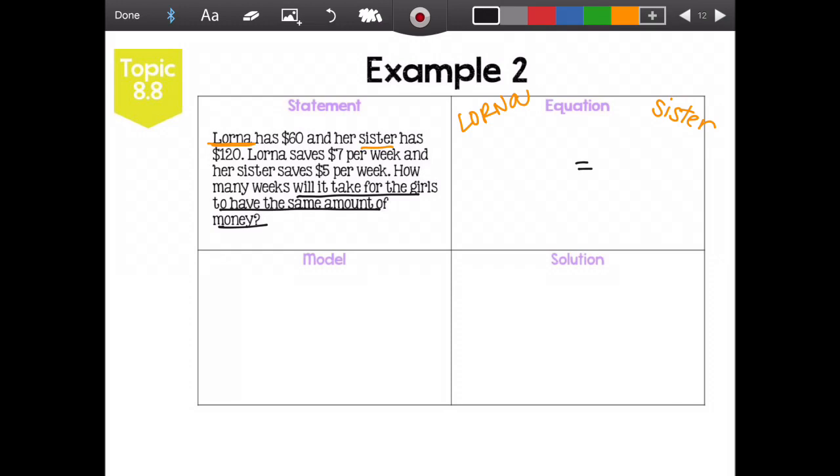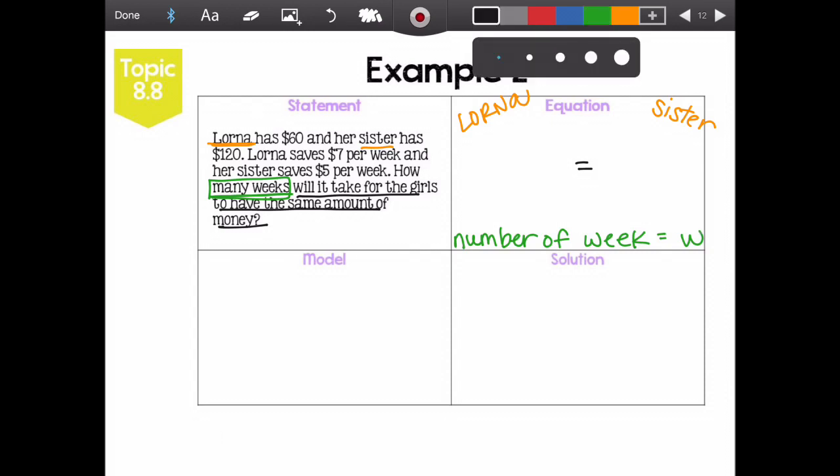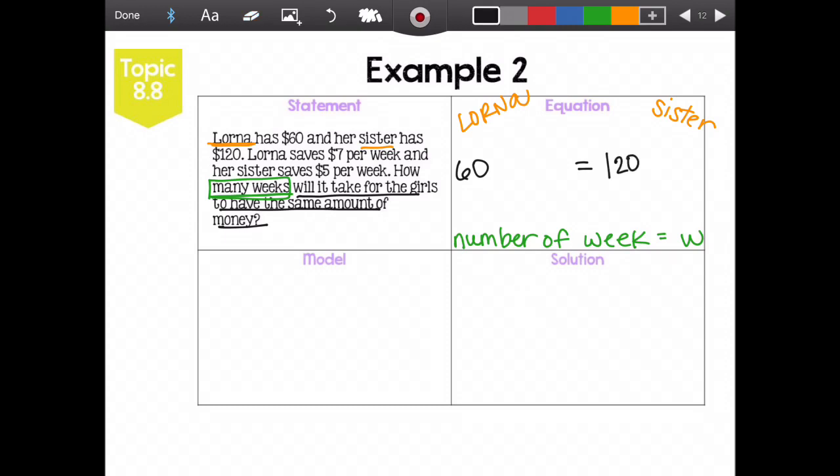Okay, also we can look at our variable here. It says for how many weeks. So that's our variable, the number of weeks. And we're going to represent that with a W this time. So let's go back and look at Lorna. It says she has $60. So that's how much Lorna is starting with. And then it says her sister has $120. So on the right side, her sister is starting with $120.